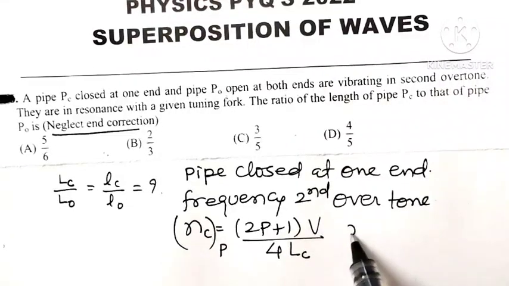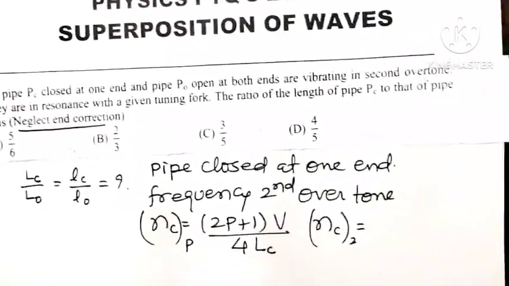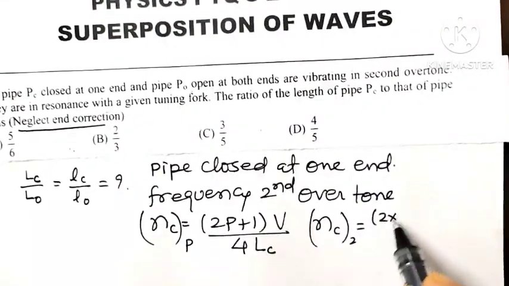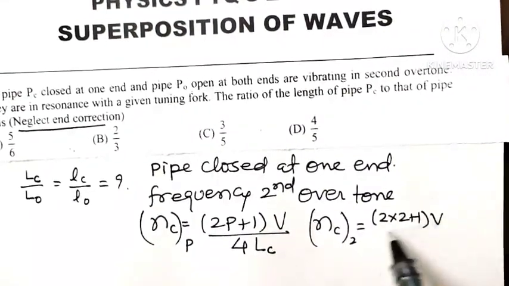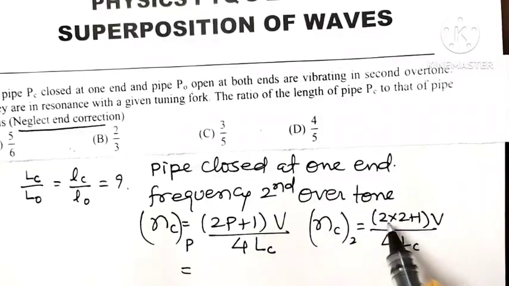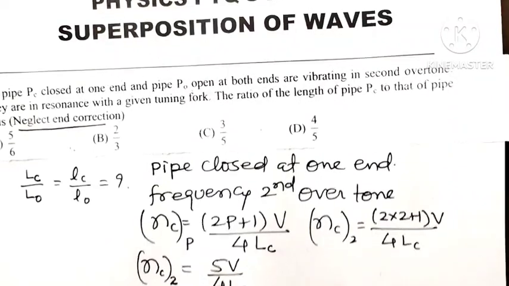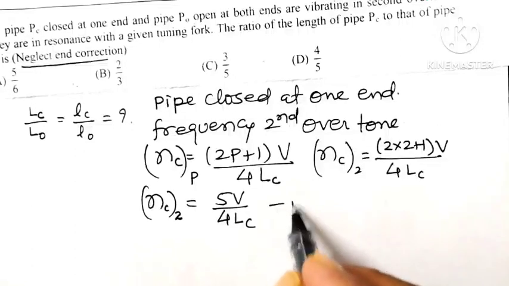For the second overtone, it is NC2 is equal to 2 into 2 plus 1, V divided by 4 times LC, that is equal to 2 into 2, 4 plus 1, 5V divided by 4 LC. 5V divided by 4 LC is the frequency of the second overtone of a pipe closed at one end.